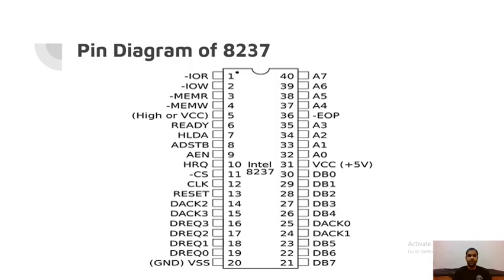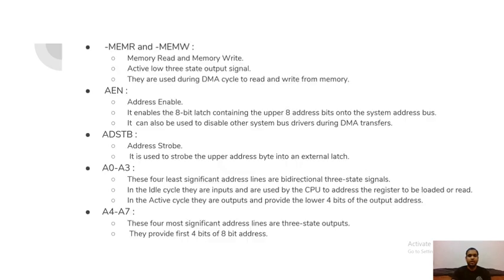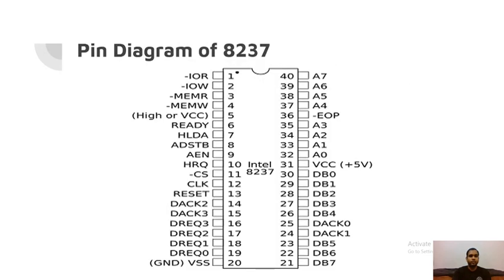Here is the pin diagram of the 8237 DMA controller. There are a total of 40 pins in this DMA controller. On the first pin there is IOR, input output read, then input output write, MEMR, MEMW, READY, HLDA, ADSTB, etc. We have discussed the function of these signal pins earlier in our previous discussion. Here we have discussed most of the signals which are necessary.